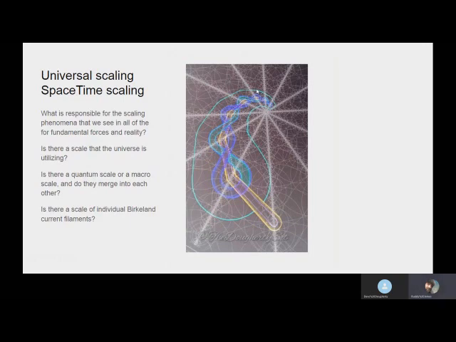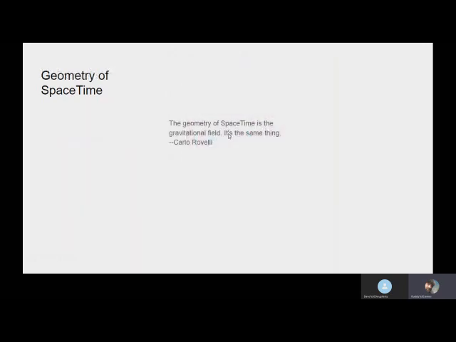Is there a scale that the universe is utilizing? Is there a quantum scale or a macro scale? And do they merge into each other? Is there a scale of individual Birkeland current filaments? That's what we're going to see here later in this presentation, a scale, a numeric scale of distance and size and rotation of Birkeland currents, and there's many names and things like that that we're going to get into that are really unfamiliar with a lot of people.